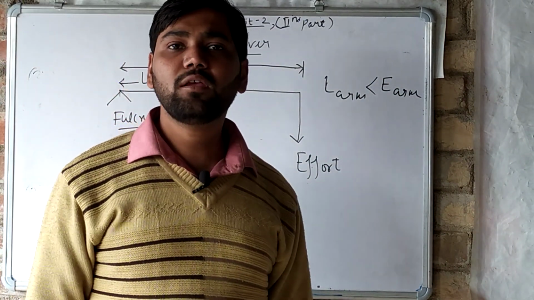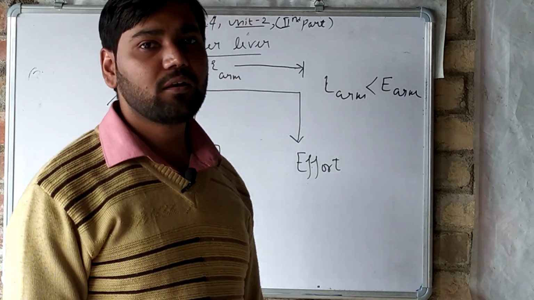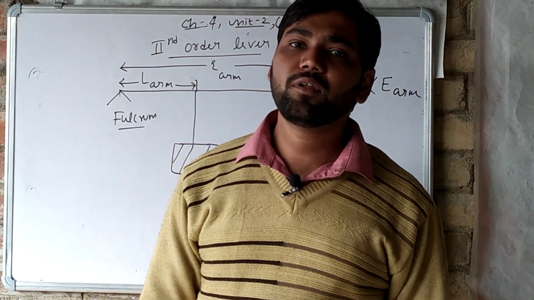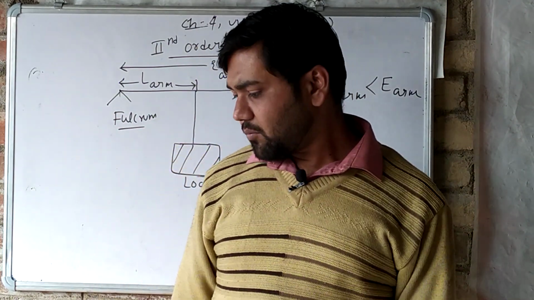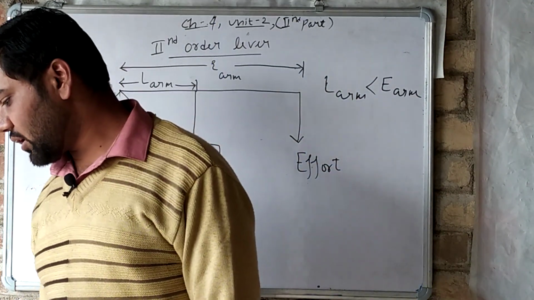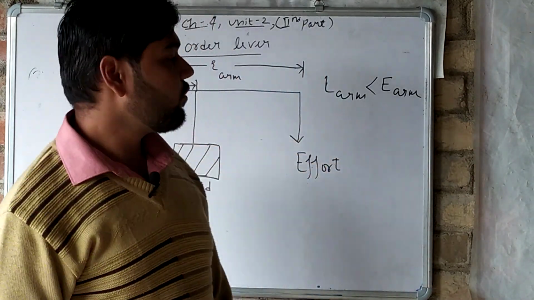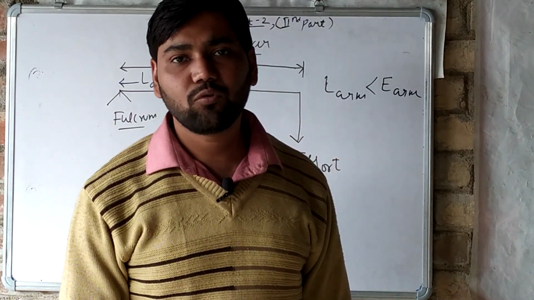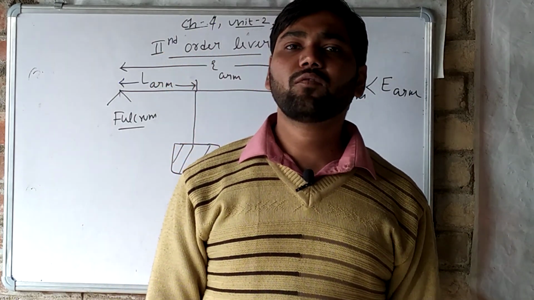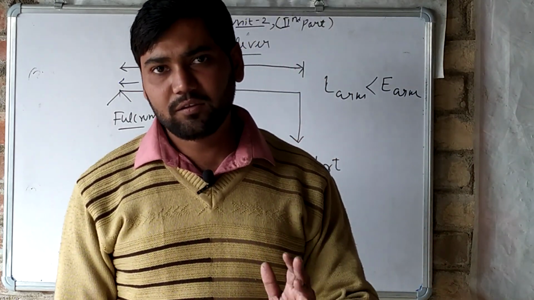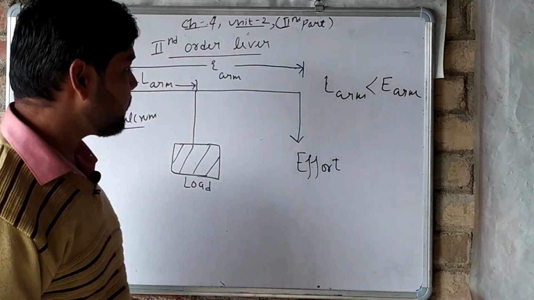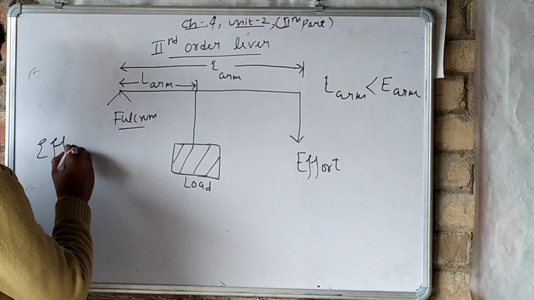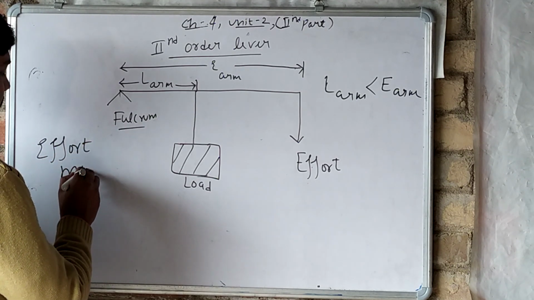Because of this, we can say that by applying a smaller effort we can uplift the load, okay. Why? Because the effort arm is more than the load arm. Because of this, this lever is also known as effort multiplier lever.